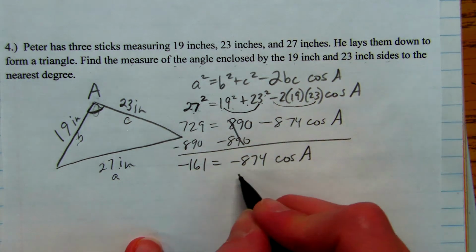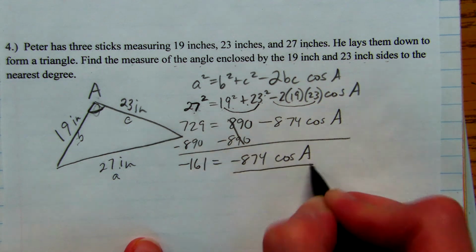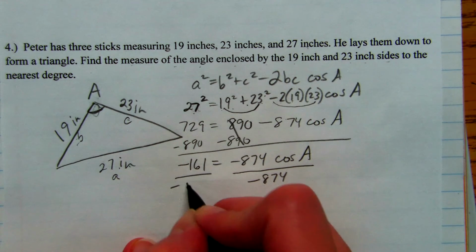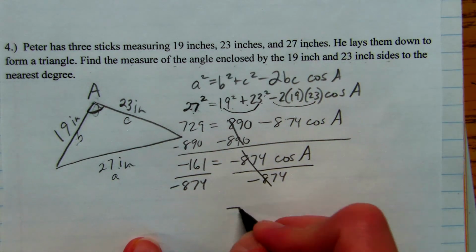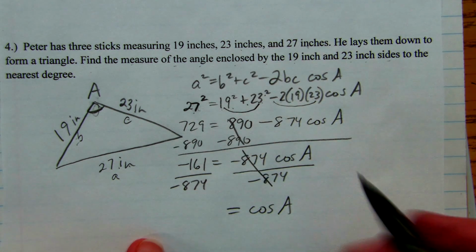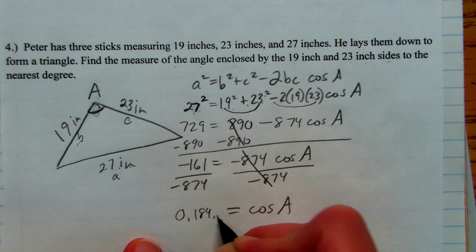Then what? Times by 1 over negative 874. Or just divide by negative 874, which would be the same thing. Right. You can multiply by the reciprocal, it's the same thing. And then you will get this weird decimal 0.184 blah blah blah.